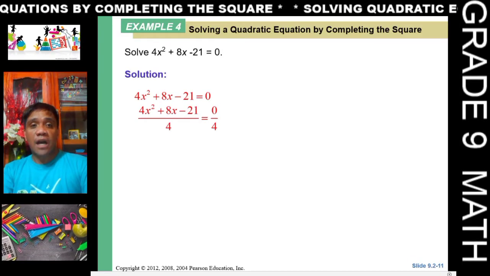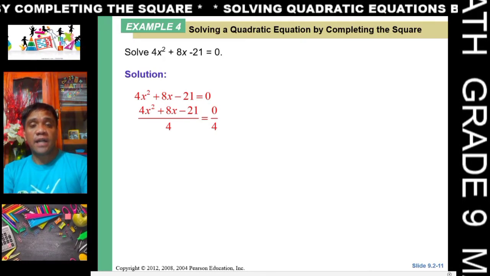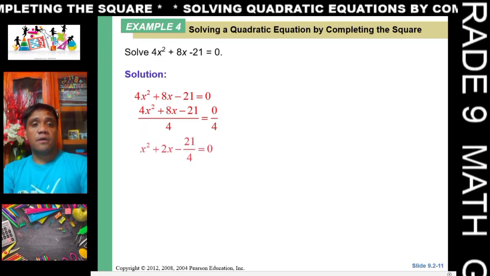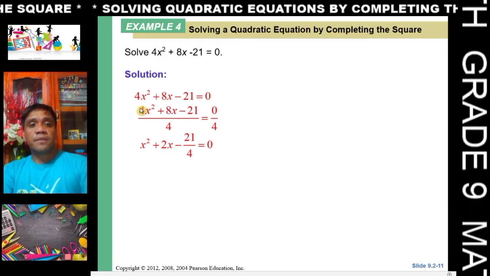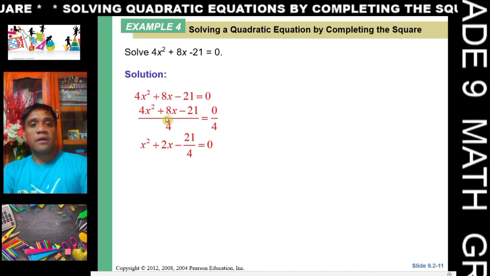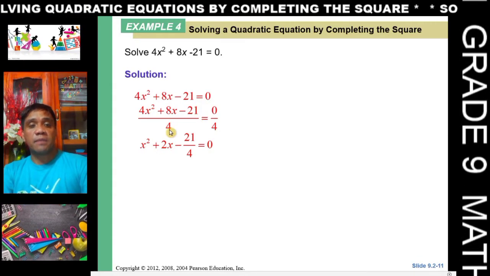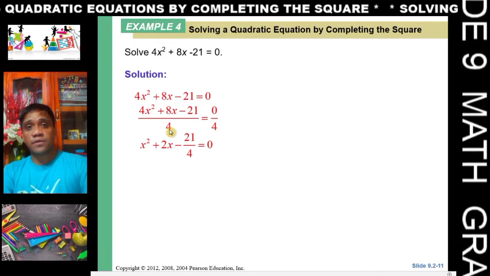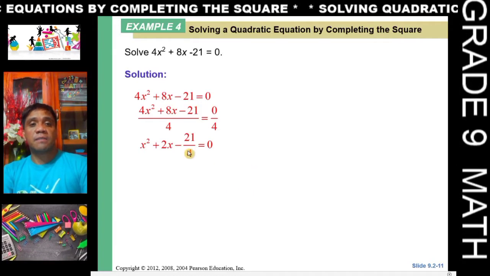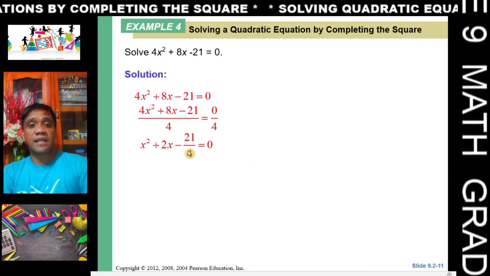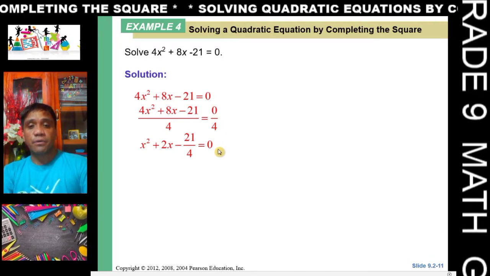So we have now 4x squared plus 8x minus 21 all over 4, and the other side is 0 over 4. As we simplify this, 4 divided by 4 is x squared, 8x divided by 4 is 2x, negative 21 divided by 4 is negative 21 over 4. Take note that that one is already simplified, so we remain with negative 21 over 4. Then 0 over 4 is 0.